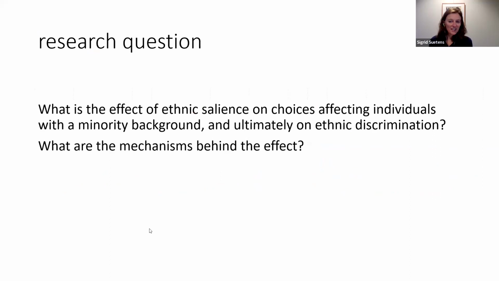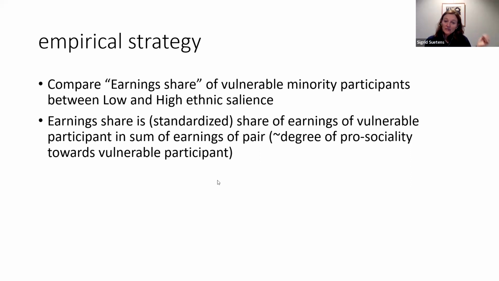So the research question, I guess, is clear at this point. What is the effect of ethnic salience on choices that affect individuals with a minority background and ultimately on ethnic discrimination? And then an important part of the paper will also be to discuss mechanisms behind the effect, right? So what is the empirical strategy?